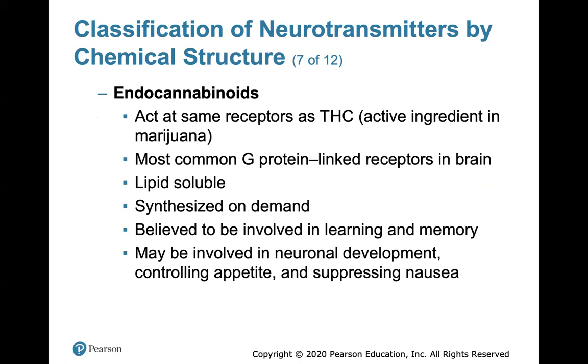Endocannabinoids act at the same receptors as THC, which is the active ingredient in marijuana. They're lipid soluble, they're synthesized on demand, and they're important in learning and memory. They may be involved in neuronal development, controlling appetite, and also suppressing nausea.